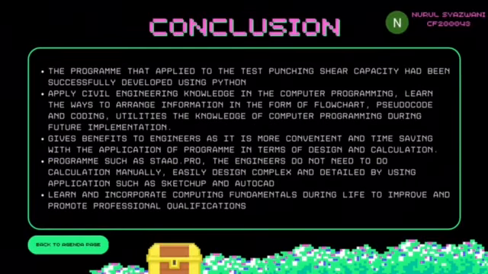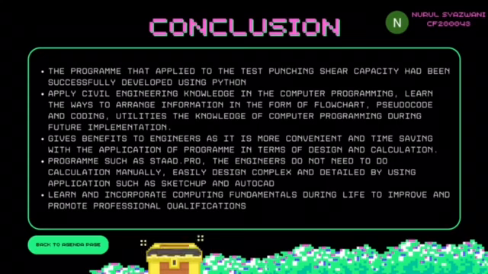For the conclusion, the program that was applied to the task of punching shear capacity had been successfully developed using Python. We applied civil engineering knowledge in computer programming, and learned the ways to arrange information in the form of flowcharts, pseudocode and coding. We will utilize the knowledge of computer programming during future implementations.